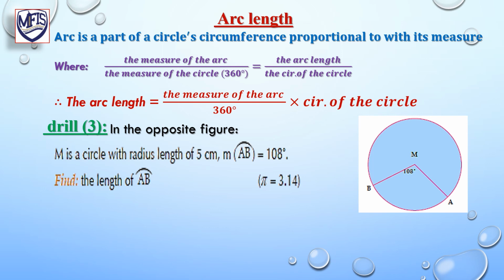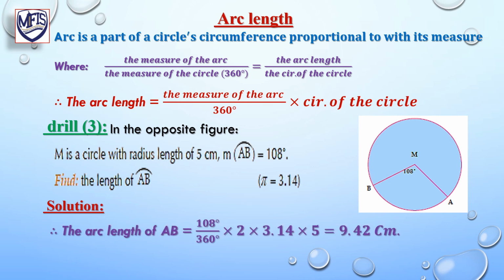Now, I said in the rule to find the arc length, I will multiply the measure of arc over 360 times the circumference. Let's see. The length of arc AB equals 108 over 360 times the circumference of the circle. Circumference is 2 pi r, 2 times 3.14 times 5. The answer will be 9.42 centimeters.